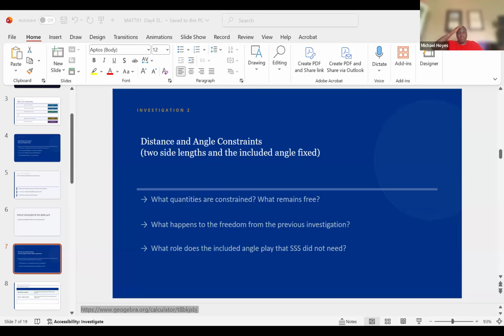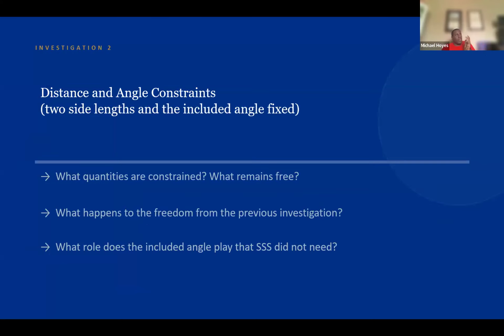So I guess some questions become, what quantities are fixed here? Well, we're guaranteeing the angle and the two sides, but that also fixes everything else, right? This is another fixed triangle, to fix everything else. Yeah, I think it does, right?